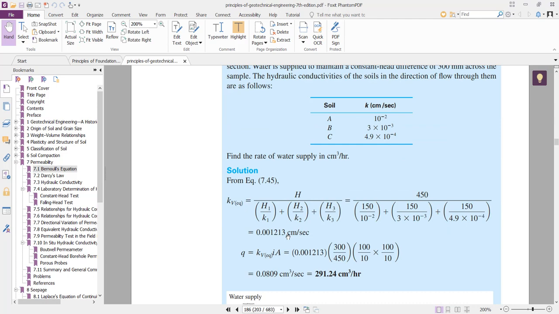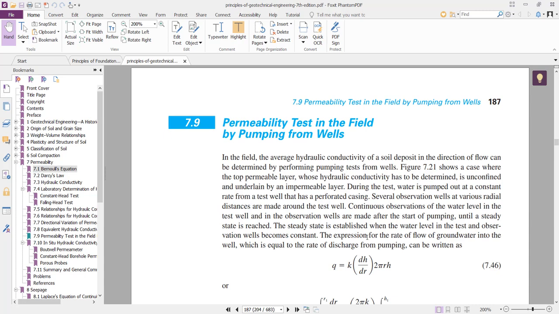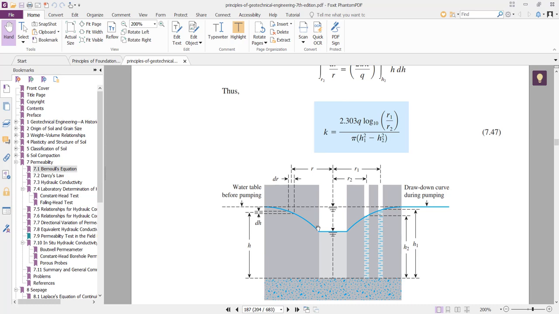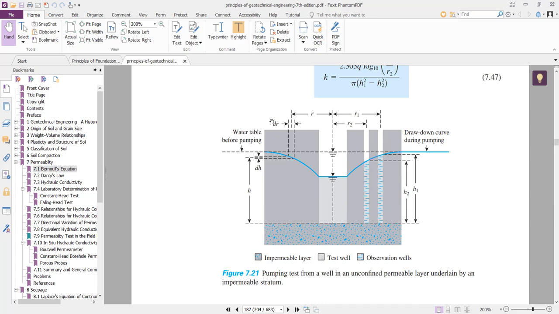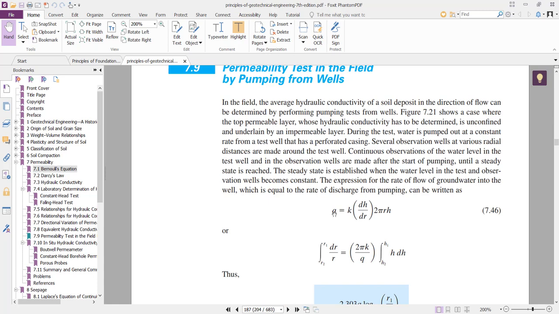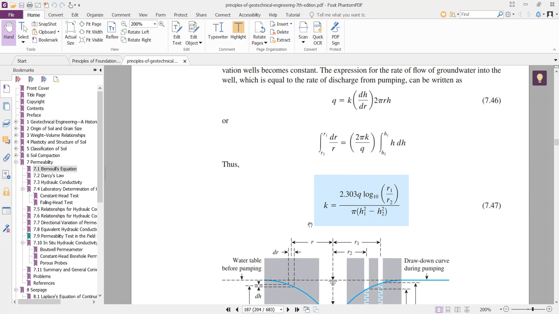So this is a lab test. We can get it from the field test, like we can make a well and start to gather water in this well and calculate the change in the water level from one point to another point and the time, and we calculate the k. So if this is a permeable layer, like a sand layer, and we are getting water from this layer, we call this test permeability in the field by pumping from well. So this is called pumping from well.